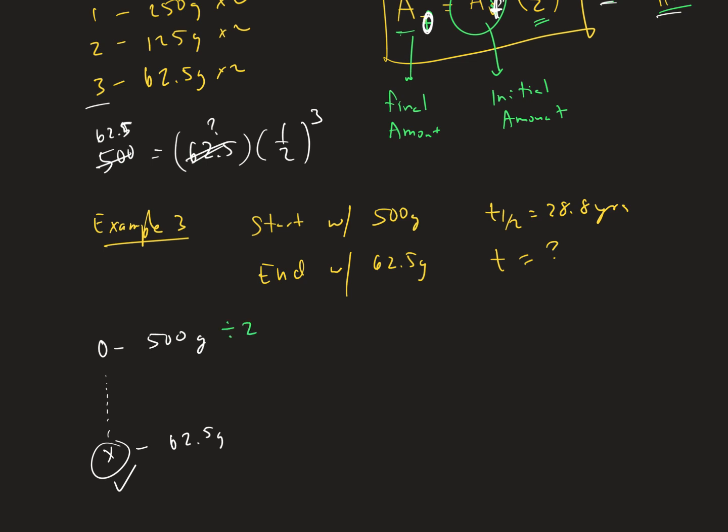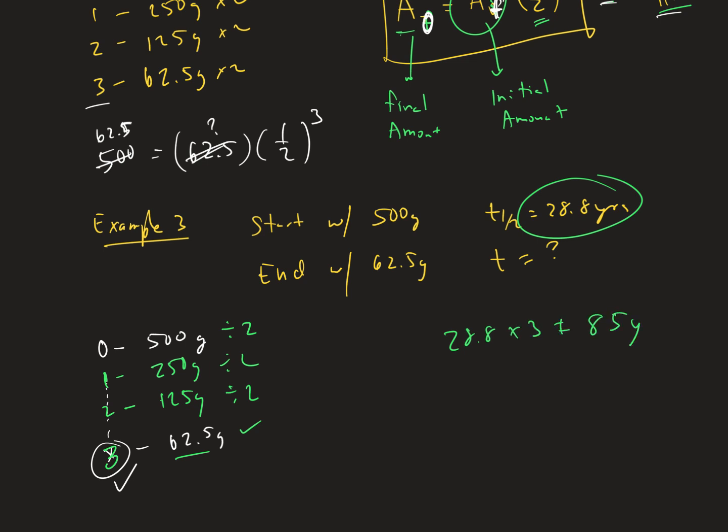Divide by 2 until we get there. That's right. We do it one time, we get 250 grams. Divide by 2 again, our second time, we get 125 grams. Divide by 2 again, oh, that's our third time, we get 62.5 grams. So that means 3 half-lives have passed. So 28.8 multiplied by 3 is going to give us around 85 years. Does that make sense?